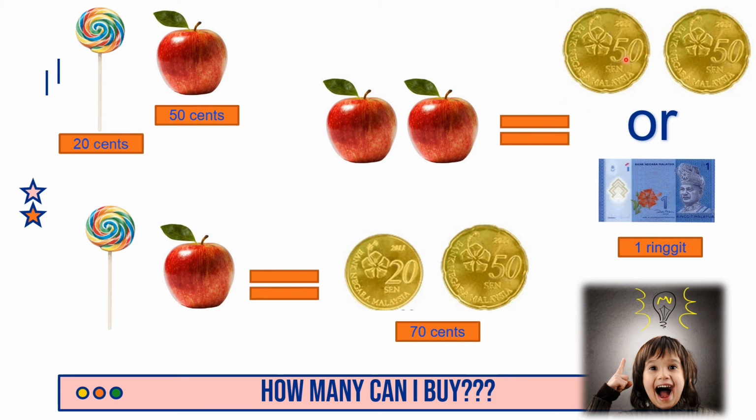Jadi, 50 sen tambah 50 sen sama dengan 1 ringgit. To buy 2 apples, we will need 2 50 cents, or we can use one banknote of 1 ringgit to buy 2 apples. Jadi untuk beli 2 apple kita perlukan 2 50 sen ataupun kita boleh gunakan 1 wang kertas 1 ringgit. Understand? Good.